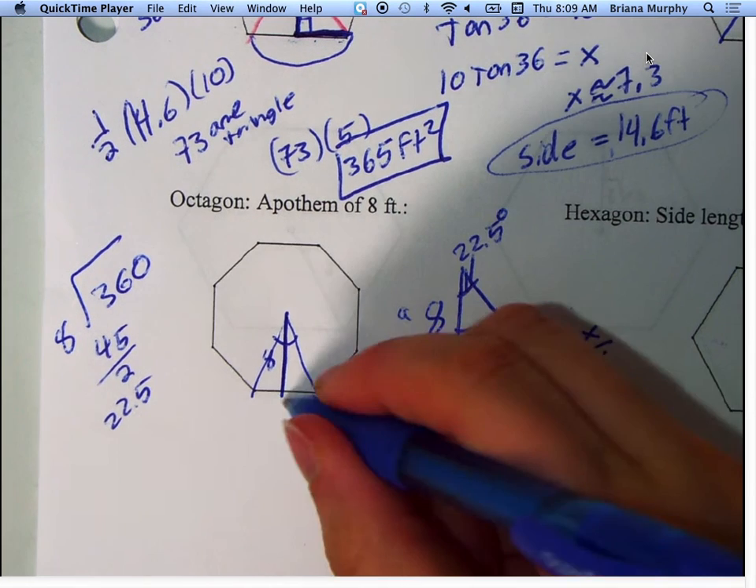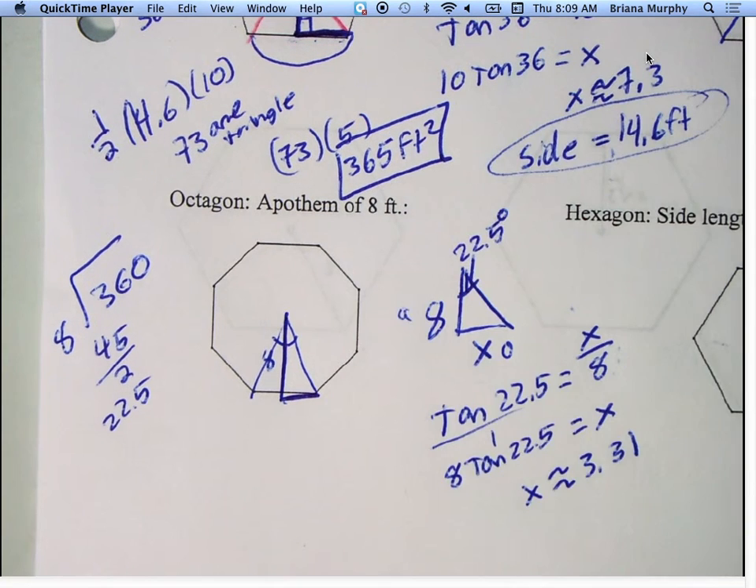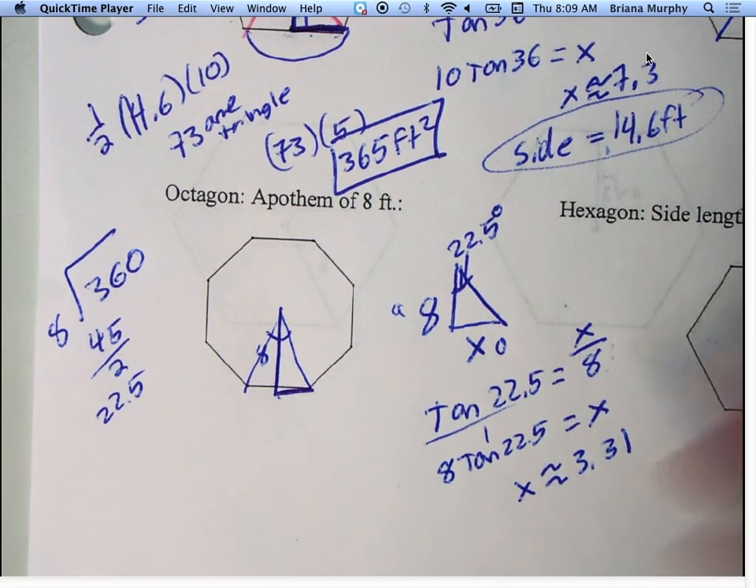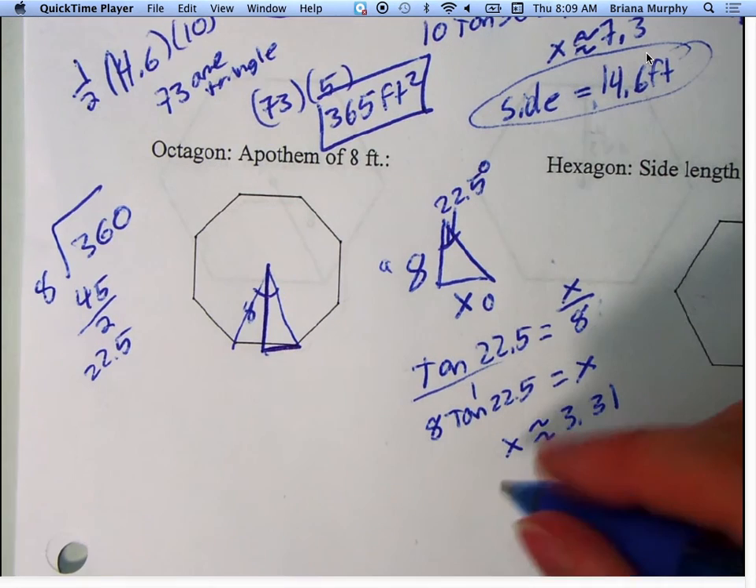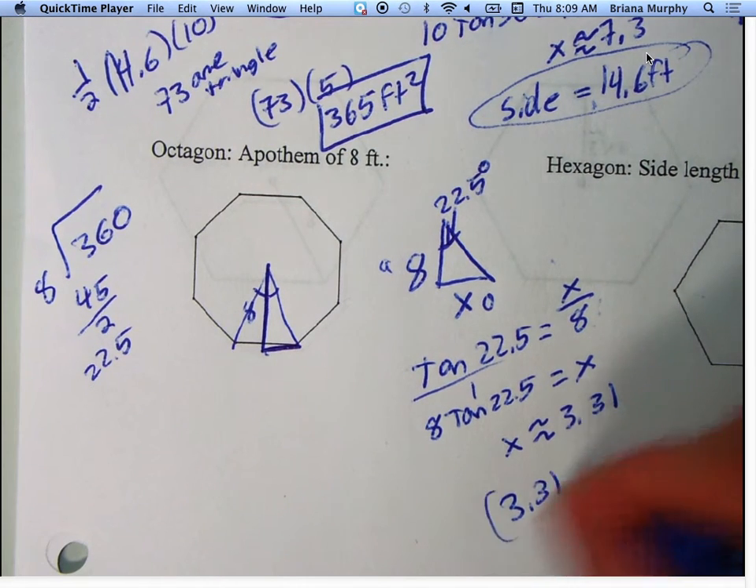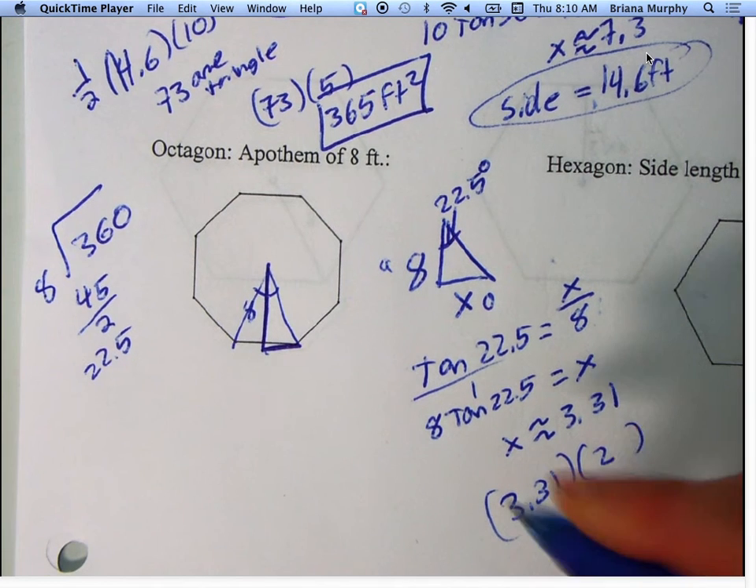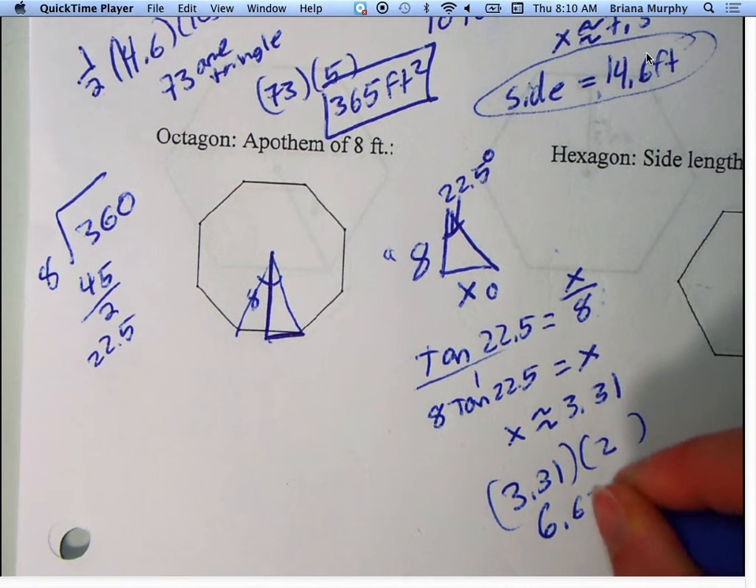But that's just this part right here, right? I want the whole side. So what am I going to do? Times it by 2. And I get the side length is 6.63.